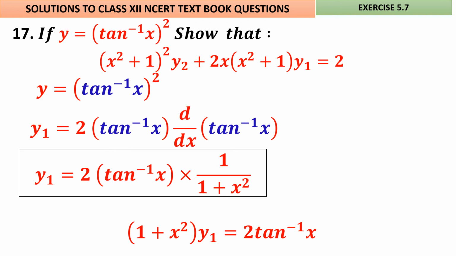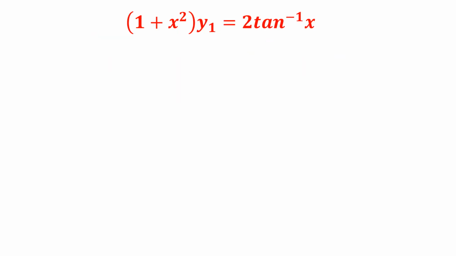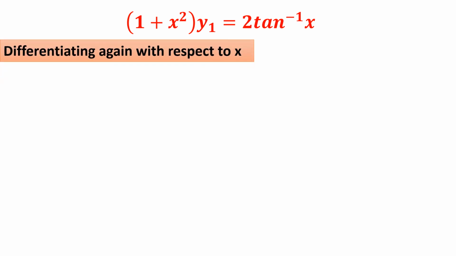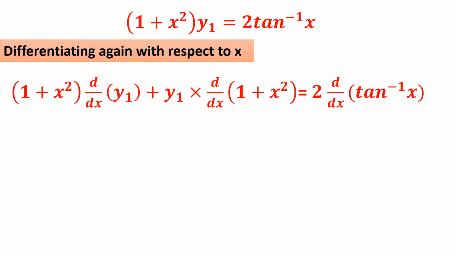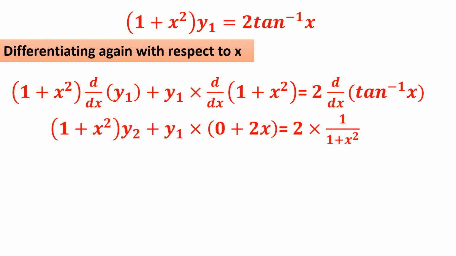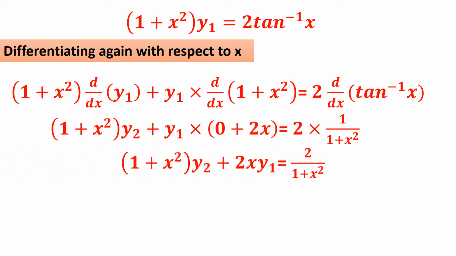Now we are ready to go for the second derivative. Do the differentiation once again. Keep 1 plus x square, differentiate y1. Keep y1, differentiate 1 plus x square. On the right hand side, 2 into the differentiation of tan inverse x. What is the differentiation of y1? It is y2. The differentiation of 1 plus x square is 0 plus 2x. The differentiation of tan inverse x is 1 upon 1 plus x square. So you got this equation: 1 plus x square y2 plus 2x y1 is equal to 2 upon 1 plus x square.